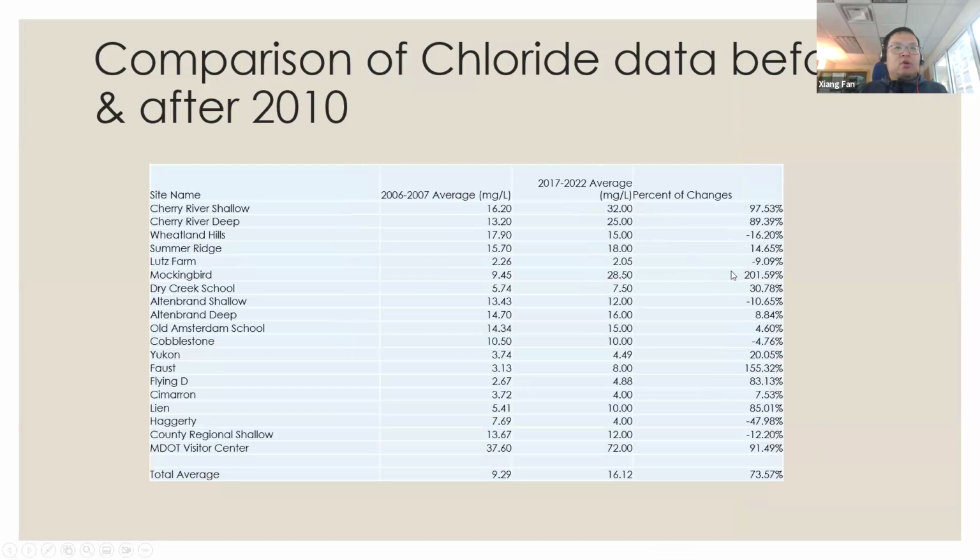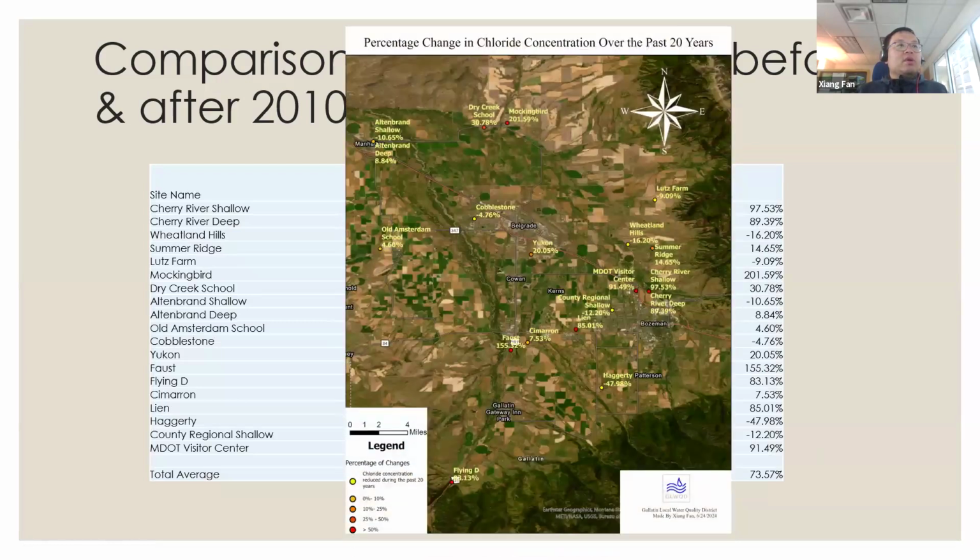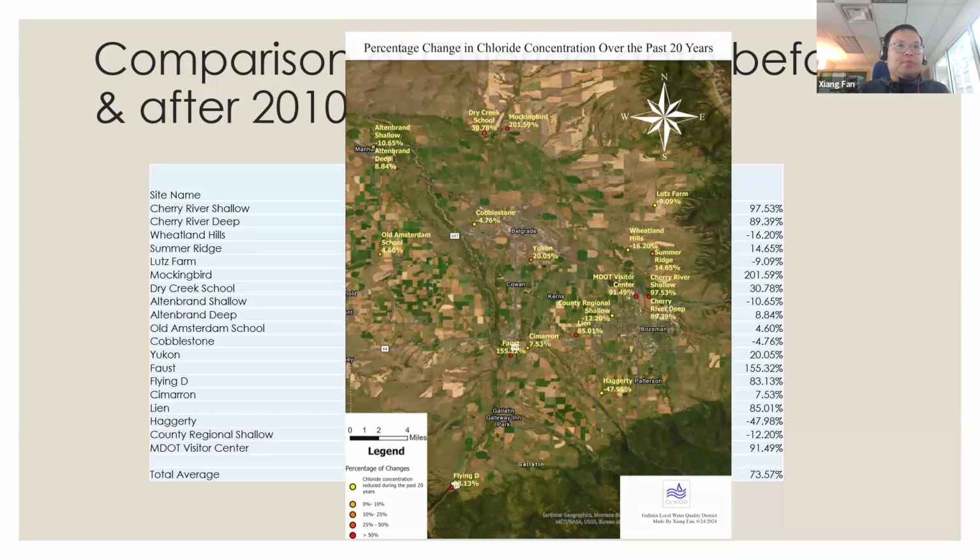And if we look at the map view, we can see there's actually no pattern in the distribution of the wells with high percentage of the changes. So we are waiting for our 2024 data so we can better interpret what caused those dramatic changes in the past decades. Next slide, please.